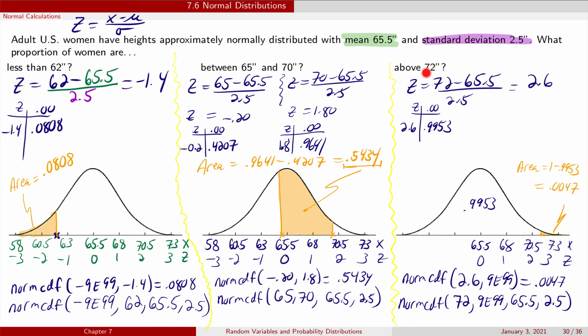And then finally, above 72 inches, a z-score of 2.6. The percentile is 99.53. So if you're above 72 inches, you're in the 99.5th percentile, but they want to know what percent are above that. So I'm going to take that 0.9953 and subtract it from 1 and get 0.0047. So above 72 inches is less than 0.5% of all women.